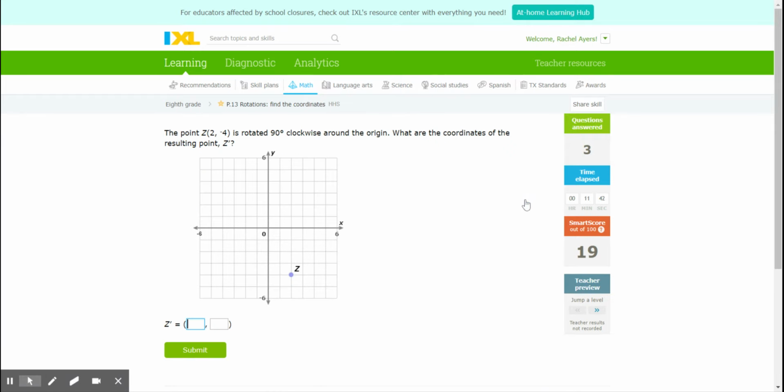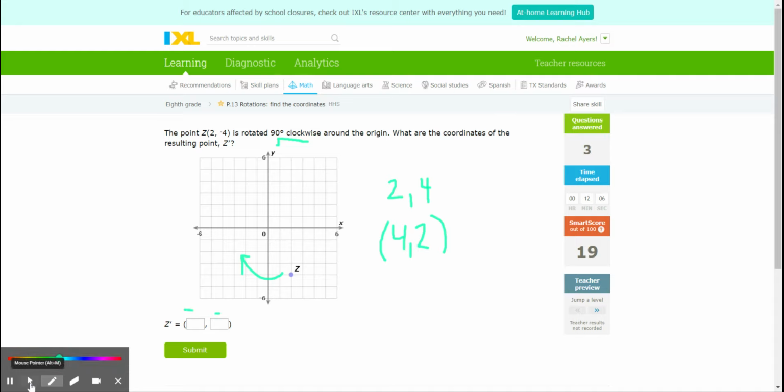So we pretty much have this idea. As this is rotated 90 degrees, that's only 1/4 of the way around the circle. So the 2, 4 is going to become 4, 2, because it's only going 1/4 of the way around the circle. And I'm going to determine the sign by looking at the direction. Clockwise means it's going in this direction. And so since it ends up in quadrant 4, it's negative, negative. And therefore, it's going to be -4, -2.